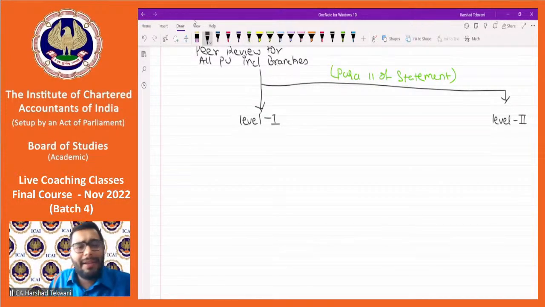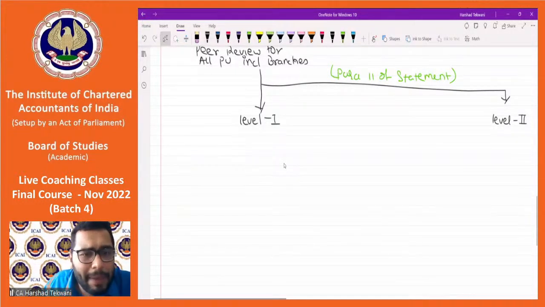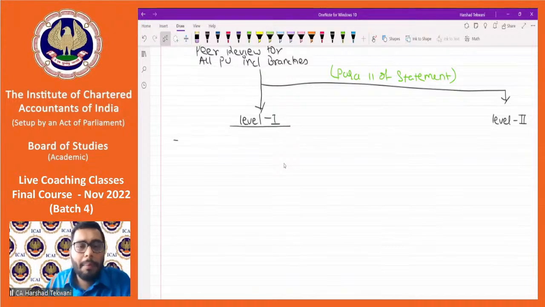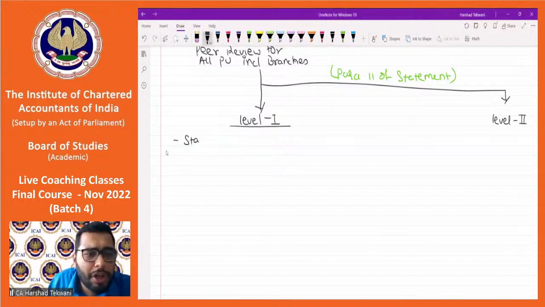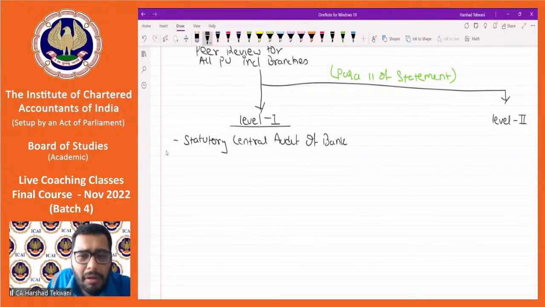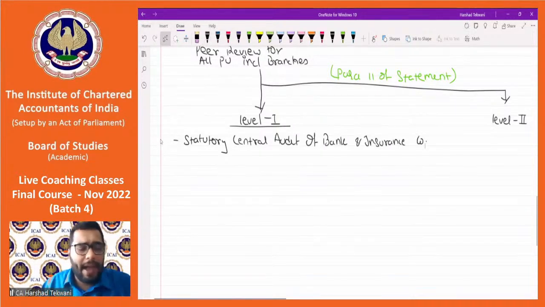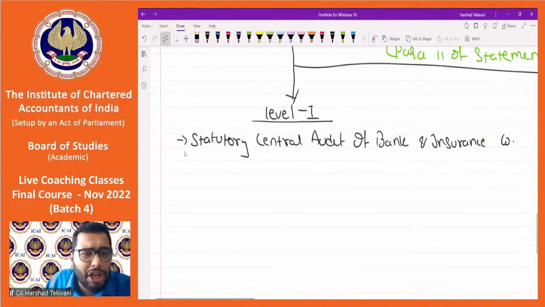Now let us discuss the level 1 first. Level 1 practice units will be practice unit carrying statutory central audit of bank or insurance company. So if any of the practice unit is performing this statutory central audit of bank or insurance company, then that particular practice unit will be covered in level 1.